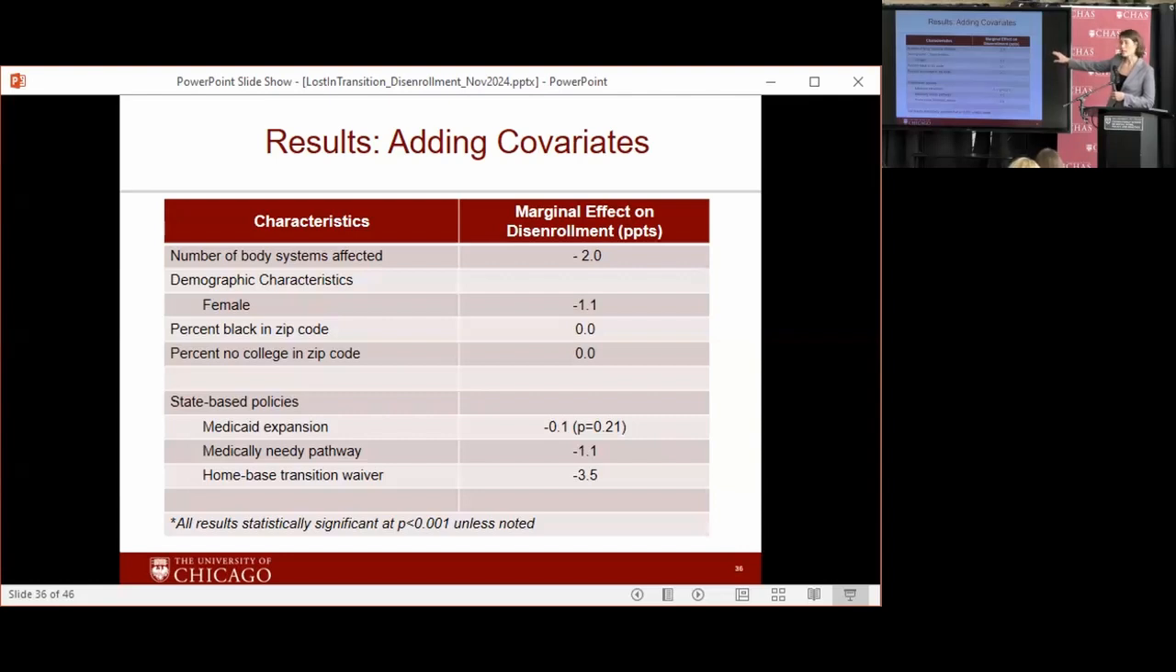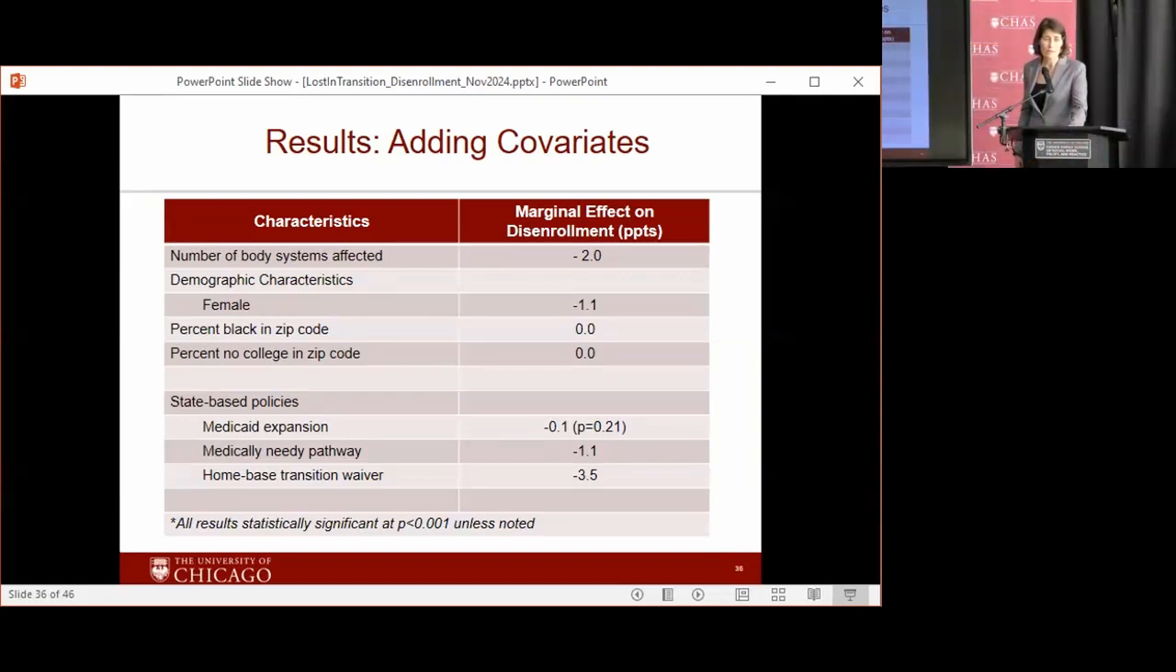So this first line, somebody with an additional body system of involvement has a 2 percentage point increased likelihood of remaining enrolled in Medicaid in each year in this time, across ages 15 to 25. Females have a slightly increased likelihood of remaining enrolled. Socioeconomic variables within a zip code did not seem to matter. Those were pretty precise zeros. For both, this is percent Black and percent no college. We also entered percent income, which also had no effect.